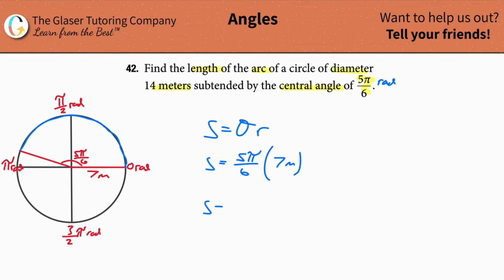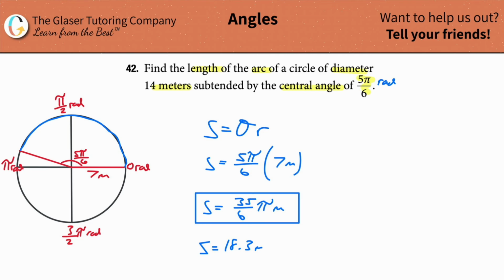When you do this, you find a value, and if you want to simplify or leave it exact, that's fine. But this would be 35 over 6 pi meters. Okay? What does that even mean in terms of an actual value? Take out your calculator and do it. Do 35 times pi, 3.14 roughly, right? And then divide it by 6. So this literally works out to be 18.3 meters. In other words, the length of this blue arc is 18.3 meters.